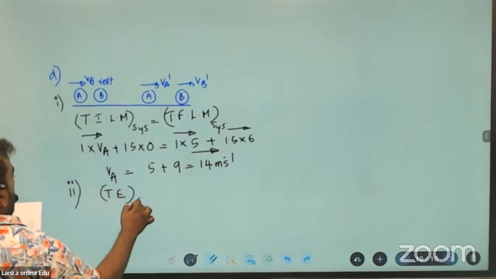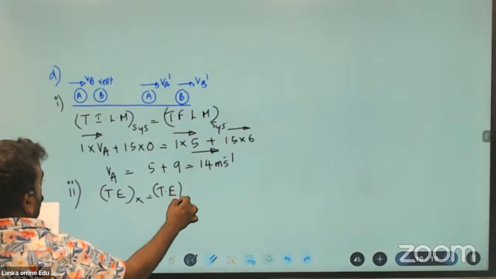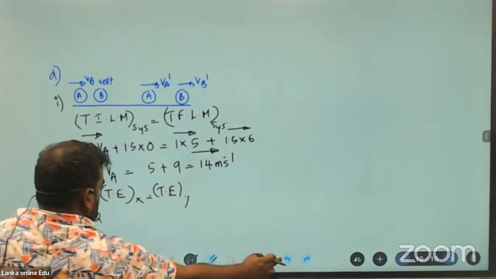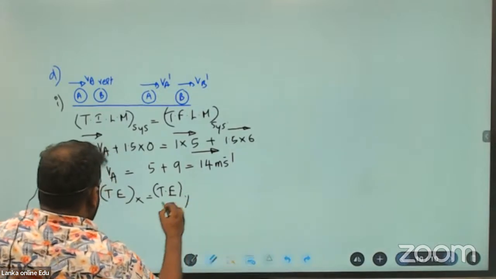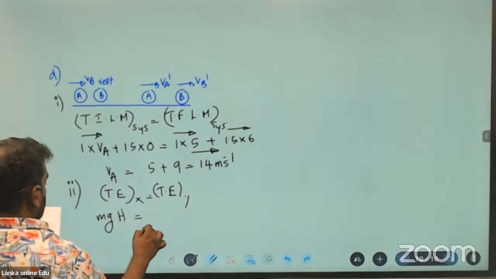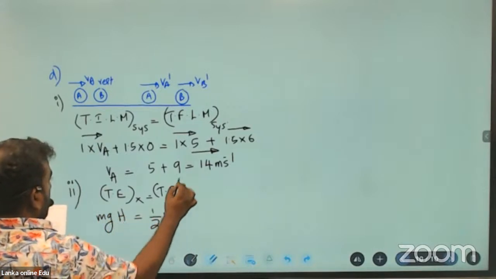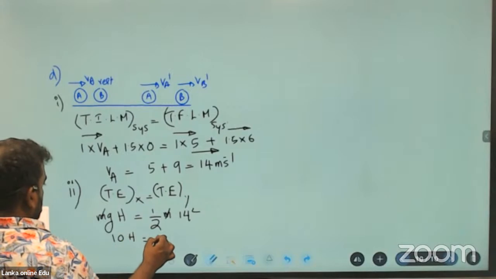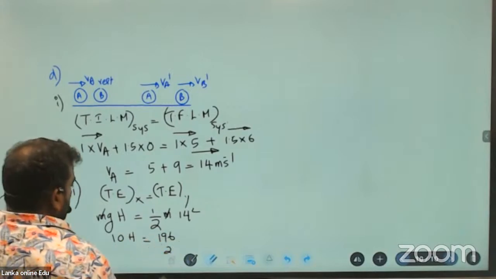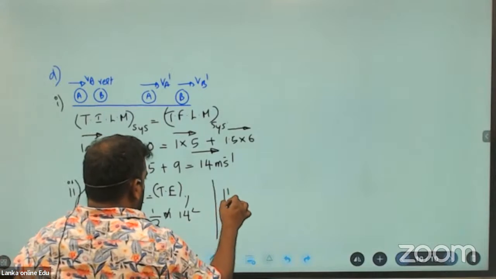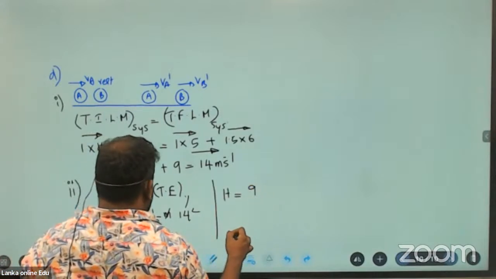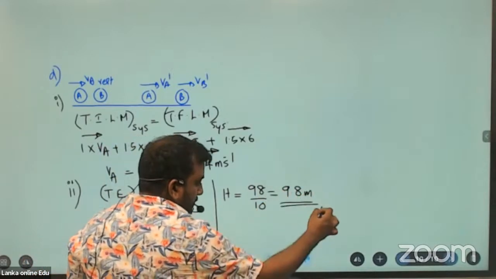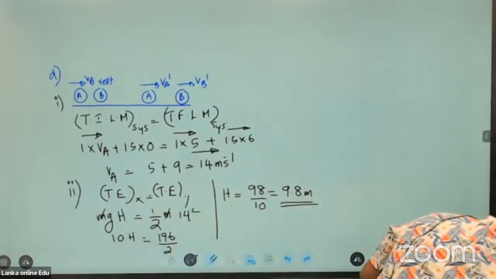Total energy at X equals total energy at Y. Gravitational potential energy, mgH, equals half mv, 14 squared. Cancel off m. 10H equals 196 divided by 2. H is equal to 98 divided by 10, 9.8 meters. So 9.8 meters found.